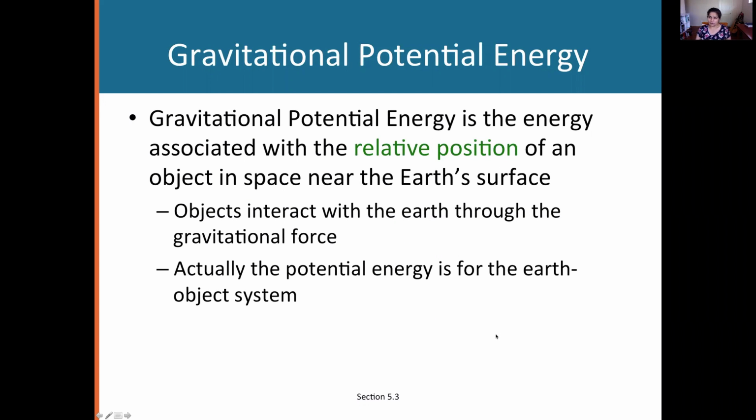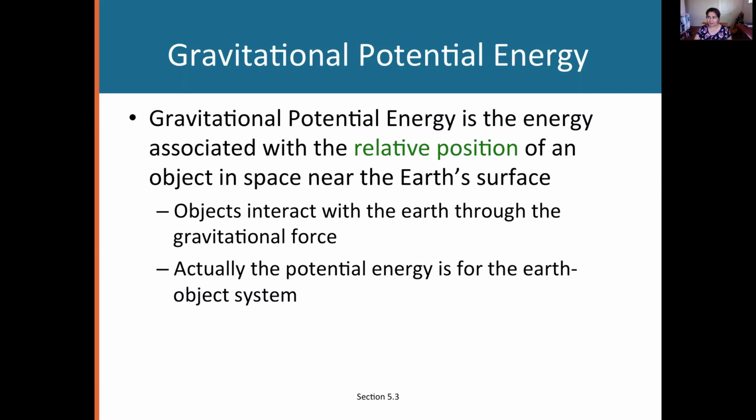So gravitational potential energy, what's our system, first of all, in this case? We have gravity as our force field. So with reference to the Earth, when you're close to the Earth's surface, you're talking about a system that contains the Earth and our object of interest, whether it's a person or a book or some kind of object. So it's the relative position of that object with respect to the Earth.